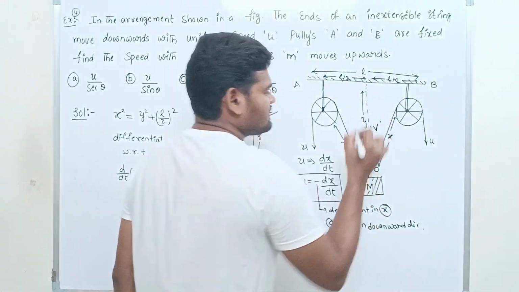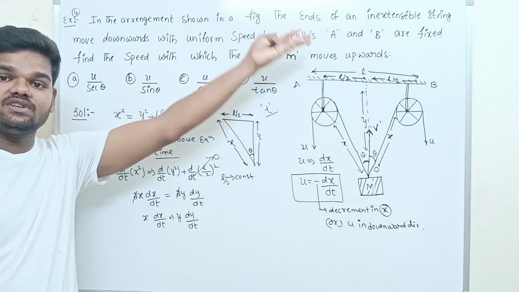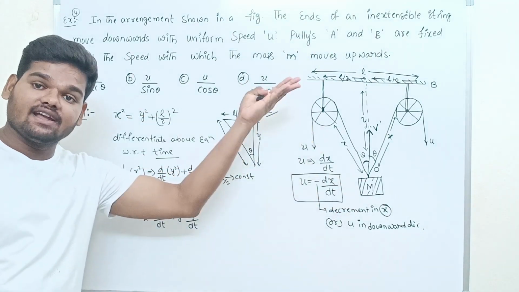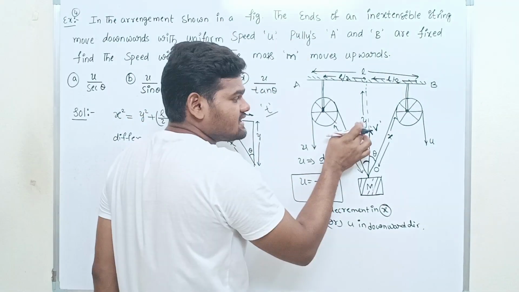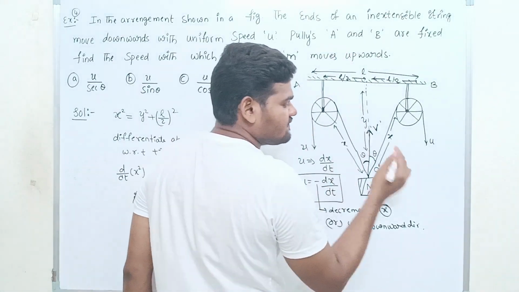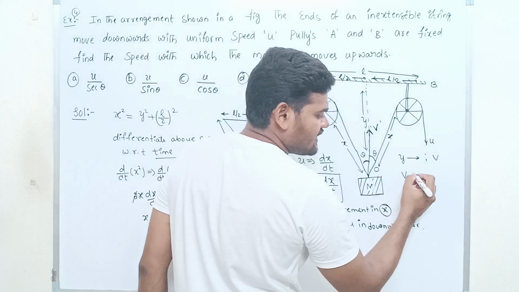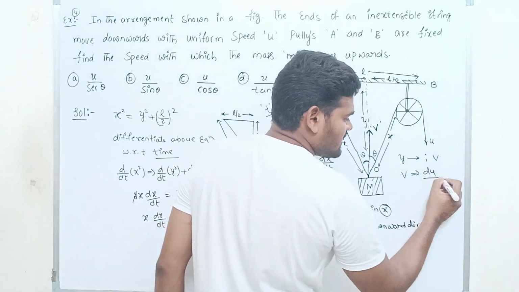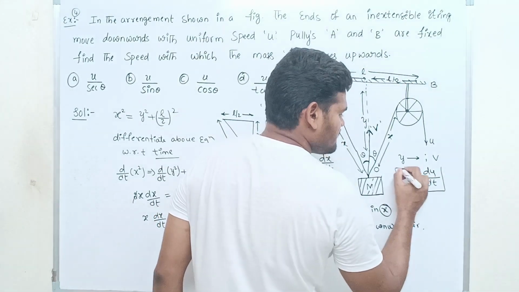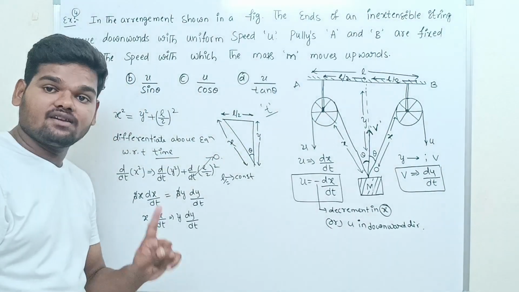I'm taking v as the velocity of the object in the vertically upward direction, the final velocity. So what is the displacement in the vertical upward direction? Let y be the displacement and v be the velocity. Then v can be defined as v is equal to dy by dt. Are you getting?